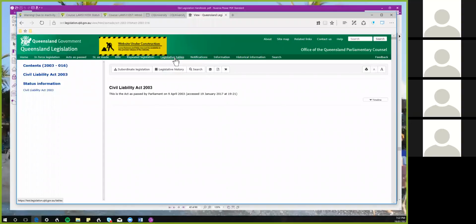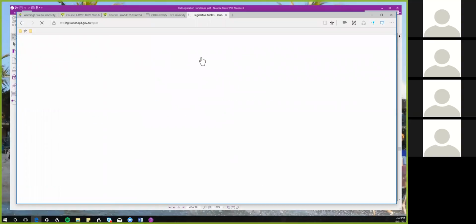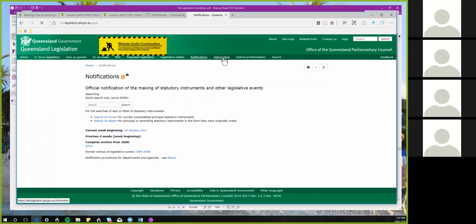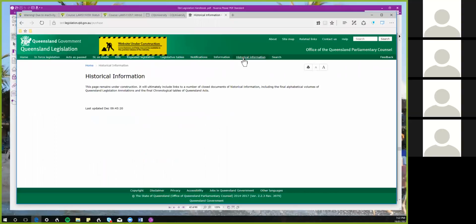It also has information about legislative tables, but that's under construction, notification, information, and historical information could be useful if you're arguing something. So there's not a lot on that one yet, but it's certainly getting there, and it will be replaced completely by mid-2017.